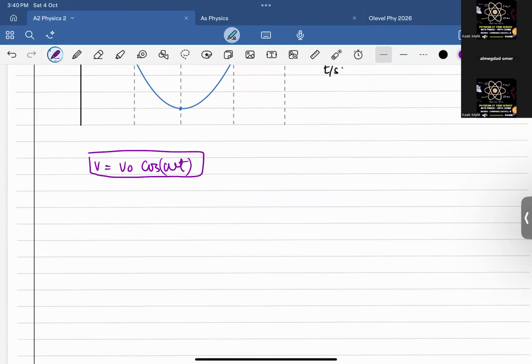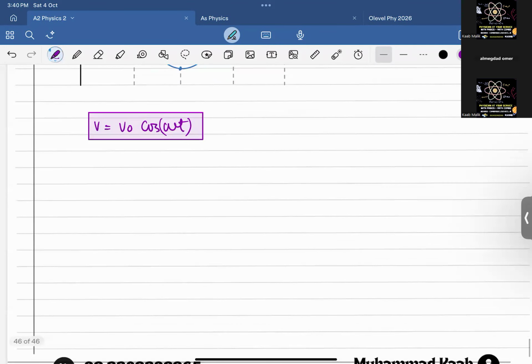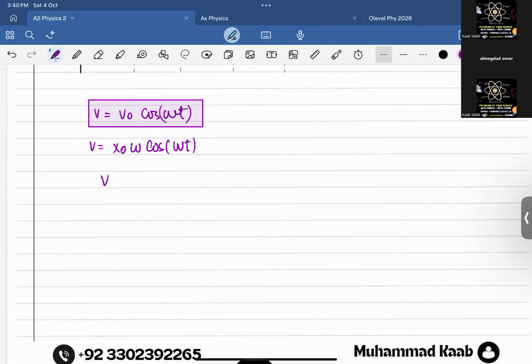And if we try to differentiate this equation, like the previous equation, the differentiation gives me the equation V equals x naught omega cos omega t, right? And you have learned this formula in simple harmonic motion, that the maximum velocity, the tangential velocity, is basically r omega. So over here, x naught is just replaced with r in this formula.